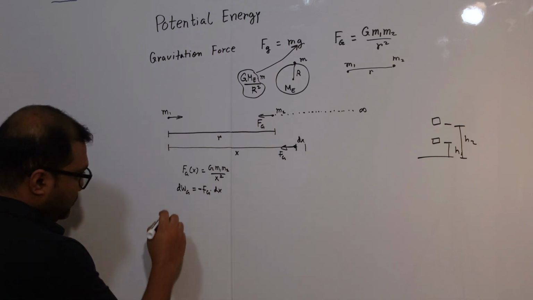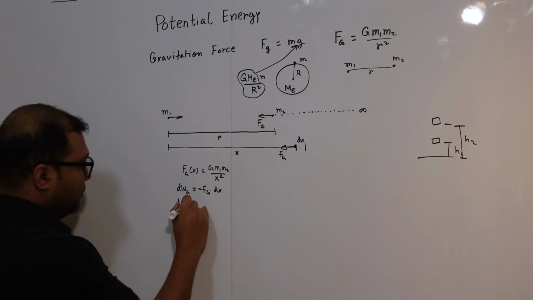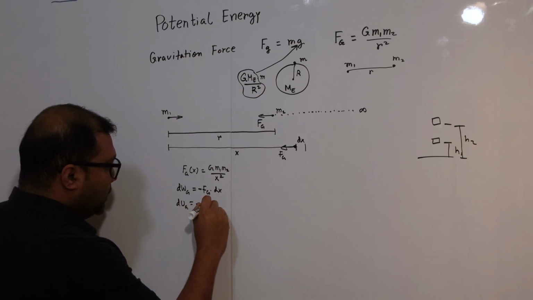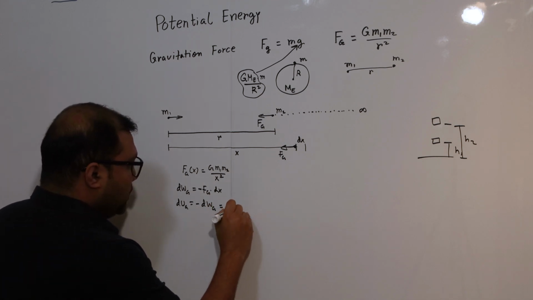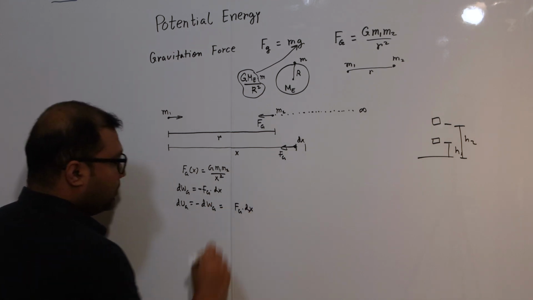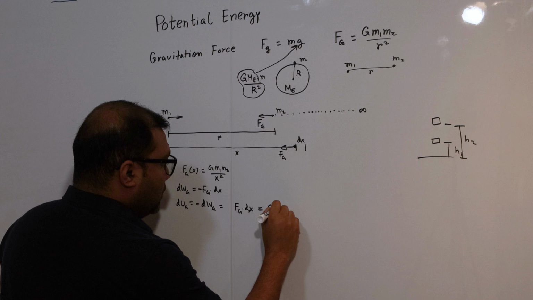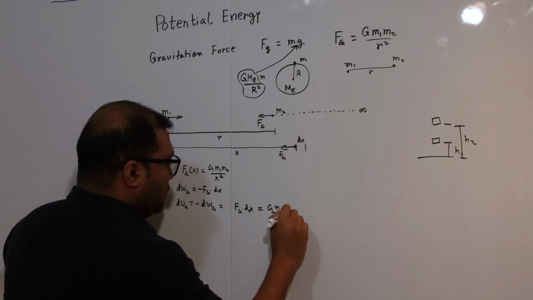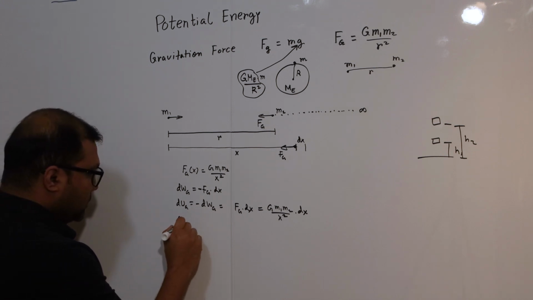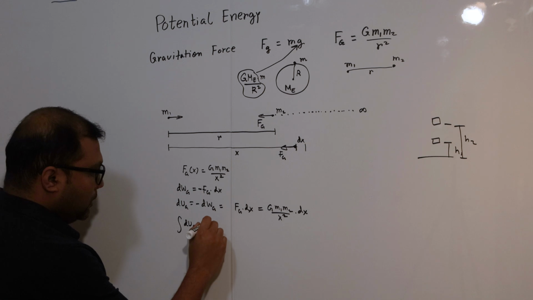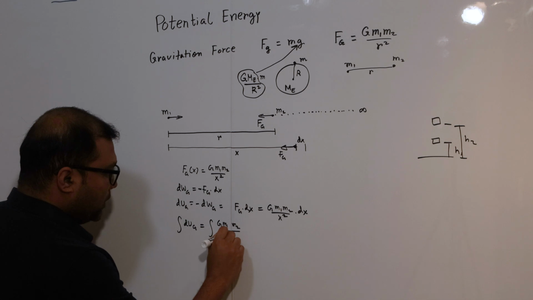Okay, one other thing. Now change in potential energy due to gravity is defined as negative of work done by the conservative force, which is gravity. So change in potential energy is equal to Fg dx, or we can further write this as G m1 m2 by x square dx. Now if we integrate both sides, we are integrating the right side, G m1 m2 by x square dx.